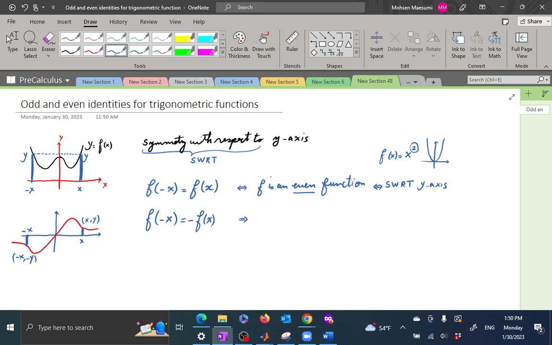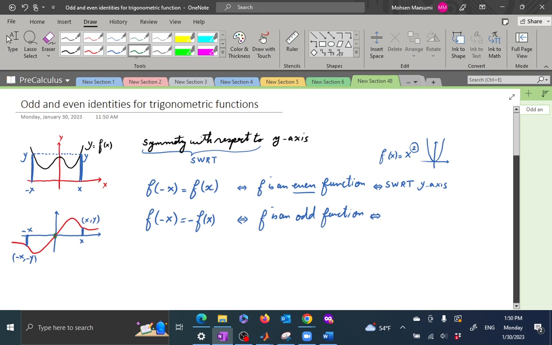In this case we say f is an odd function, and the graph, well, what kind of symmetry is this? You have two ways of handling this. You can say it is symmetric with respect to the origin, meaning if I start from this place, go to the origin and go equal distance to the other side, I land right back on the function. So because of that, we call this symmetric with respect to the origin.